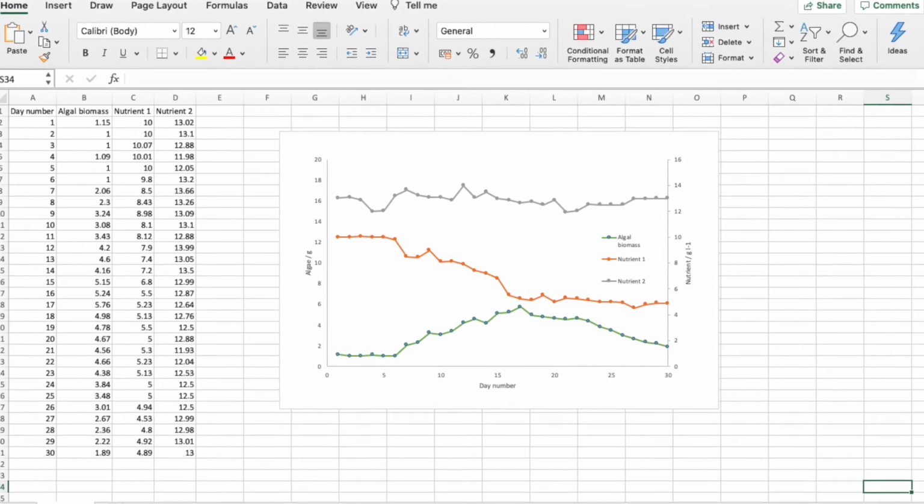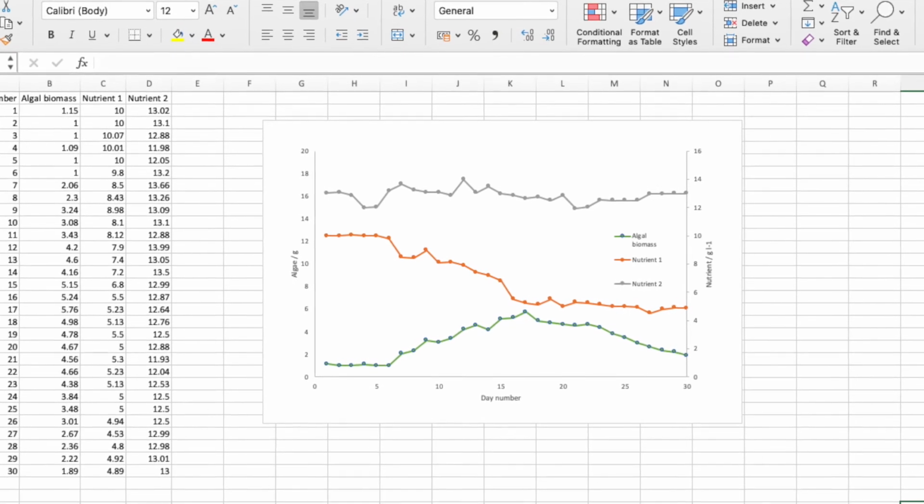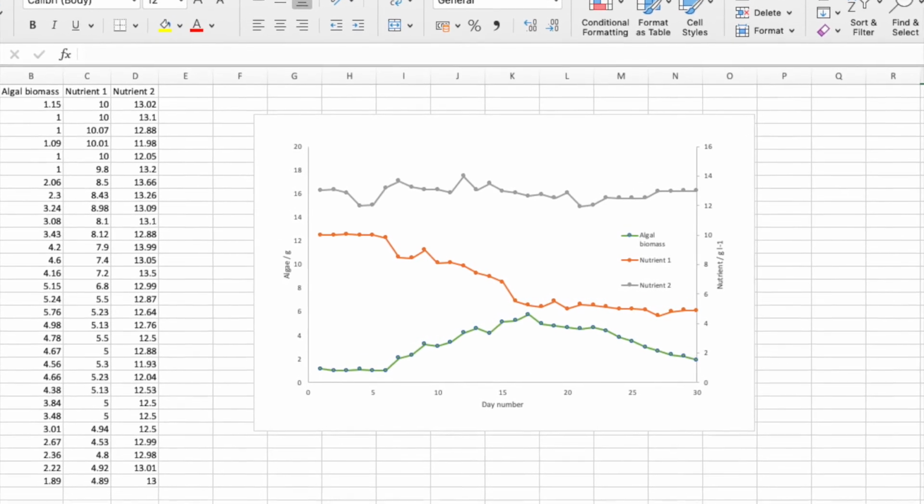But when we convert that into a plot, we can really quickly see that with nutrient 1, there's some kind of relationship with how the plants are growing, but with nutrient 2, there's really no relationship. And that's even for someone who's not a biologist or a chemist. It's really clear what is going on.